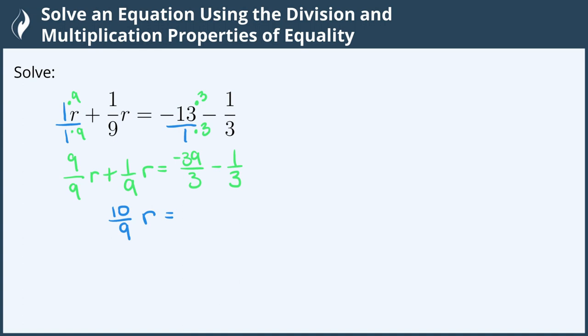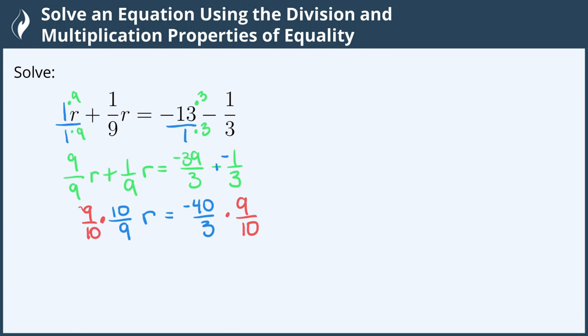And on the right side, we have a subtract 1/3. We can change this to add the opposite. So we have negative 39/3 plus a negative 1/3, making this negative 40/3. On the left side, to isolate the variable, we have 10/9 times r, and so we need to divide both sides by 10/9. Or, because we don't divide fractions, we multiply by the reciprocal. So we'll multiply both sides by the reciprocal of 10/9, which is 9/10.